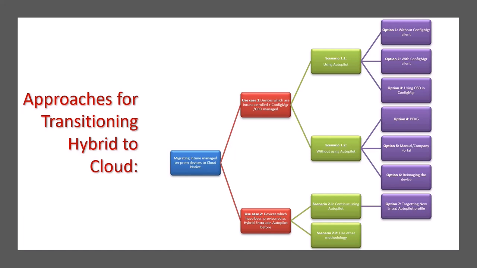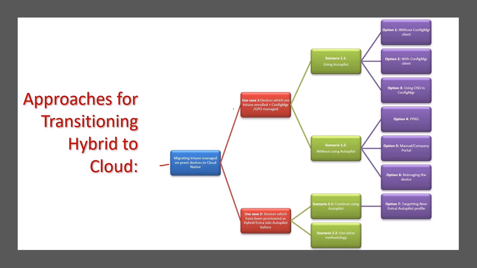Let's try to first get a 1000 feet overview of what this diagram or this flow chart is all about. What are we trying to do? We are trying to migrate Intune managed on-prem Windows devices to cloud native. That is what we are trying to do.